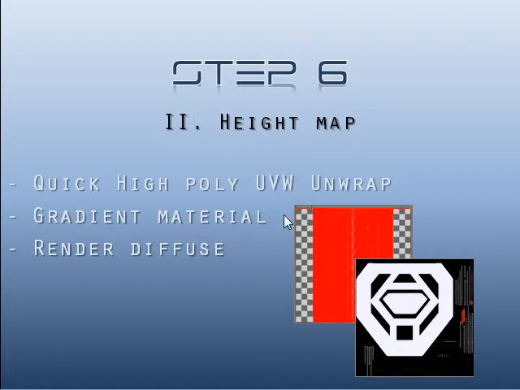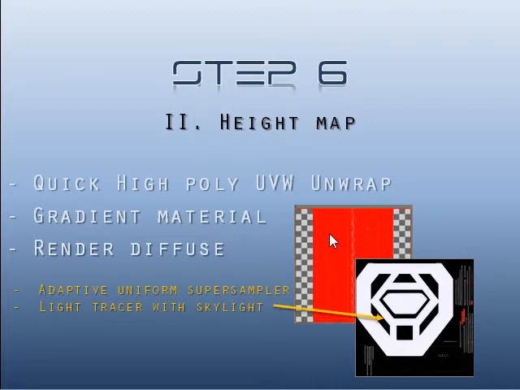And you can check this in the Max viewport or in the UV unwrap by enabling the gradient material. Yeah, and what settings do I need? Well, I mentioned in the other slide that I can use the adaptive uniform supersampler, and the other thing is that you have to use a light tracer for this in the rendering window with a skylight, and that's a very crucial thing, because if you don't use these two with your rendering, then it simply won't work.